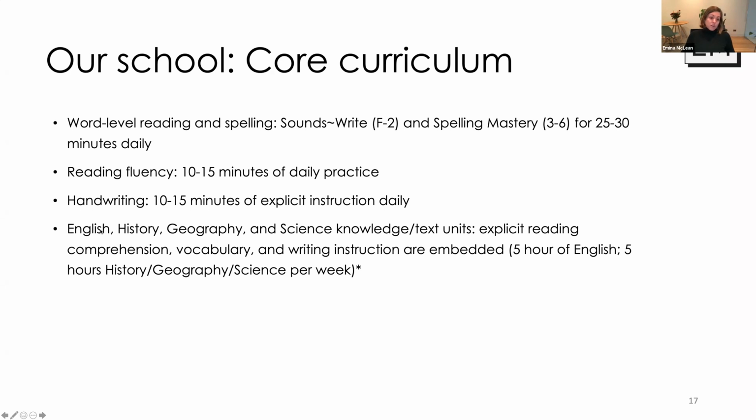We use the Core Knowledge curriculum for English, history, geography and science, either knowledge or text units. On top of the Core Knowledge curriculum, we also have text units. Some are from Reading Reconsidered, that English curriculum, and some we've created ourselves. So they have explicit reading, vocab and writing instruction embedded. They get 5 hours of English per week and 5 hours combined of history, geography and science per week.